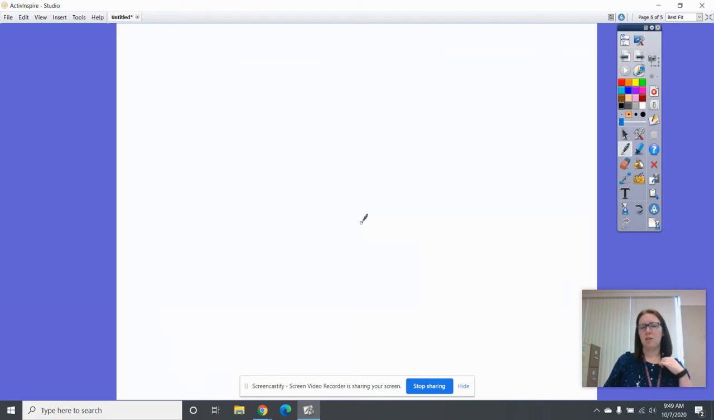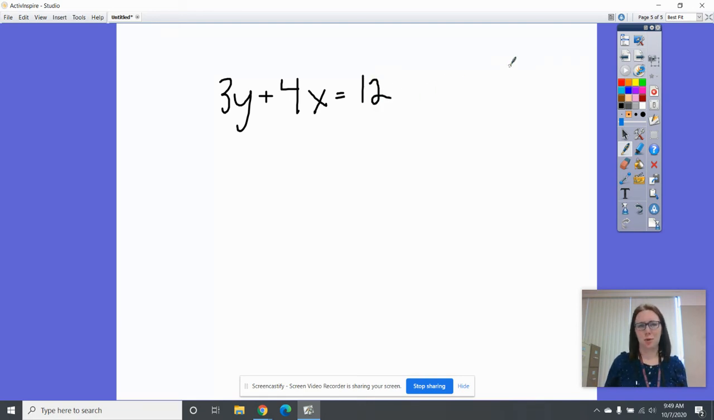Let's go ahead and take a look at another example. What if we have something like 3y plus 4x equals 12? This is actually called standard form when you have the x and the y on the same side, but that still doesn't help us. We want slope-intercept form. We want this to be y equals mx plus b so that we can easily see our y-intercept and we can easily see our slope. Our goal is to get y by itself.